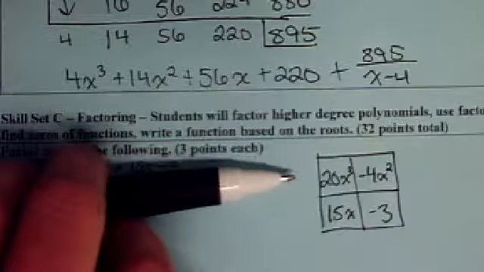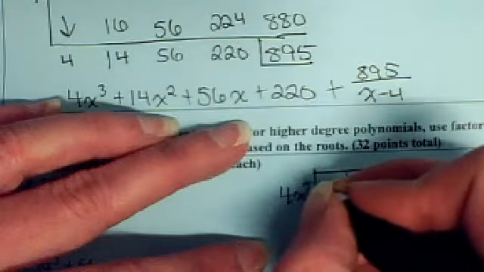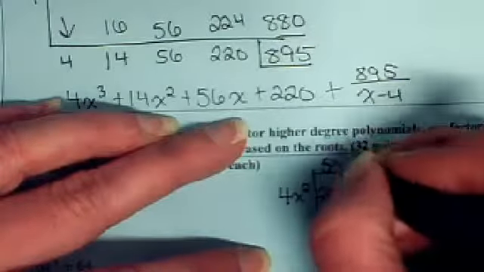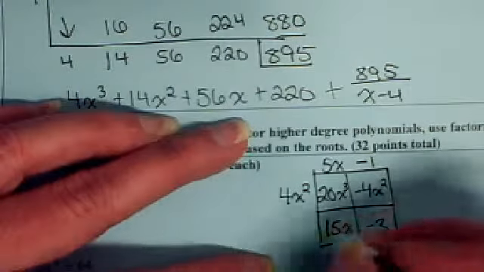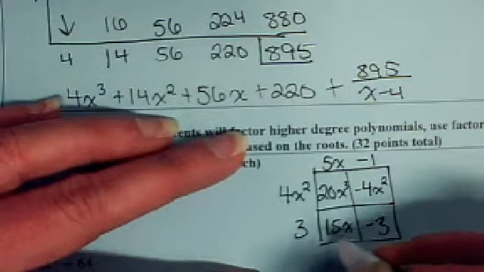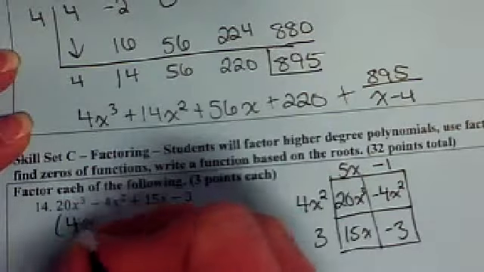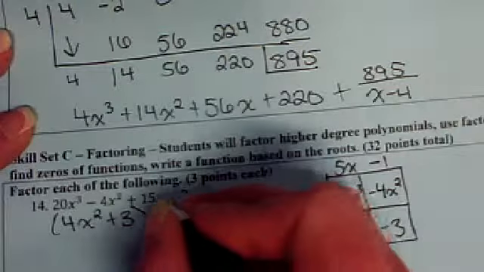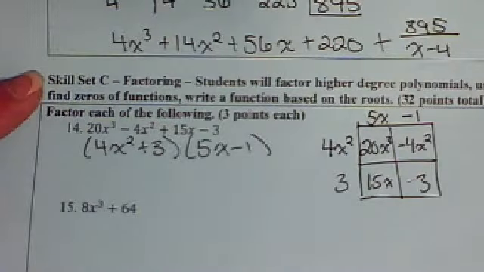If we look across that first row, they both are divisible by 4, and they both have at least x squared. 4x squared times what gives me 20x cubed? That would be a 5x. 4x squared times negative 1 gives me a negative 4x squared. Now all I'm missing is a 3 over here. 3 times 5x is 15x, and 3 times negative 1 is negative 3. These are my factors. 4x squared plus 3, which means I know it's not going to factor, and 5x minus 1. Since that's linear, it's not going to factor anymore either.